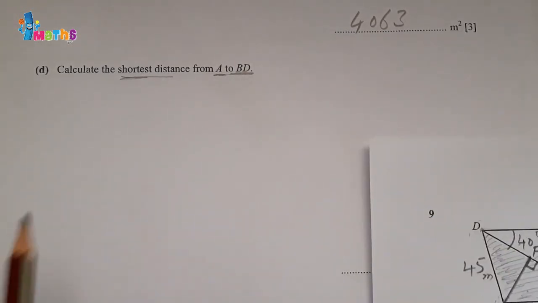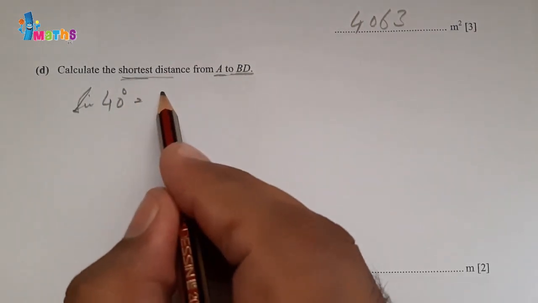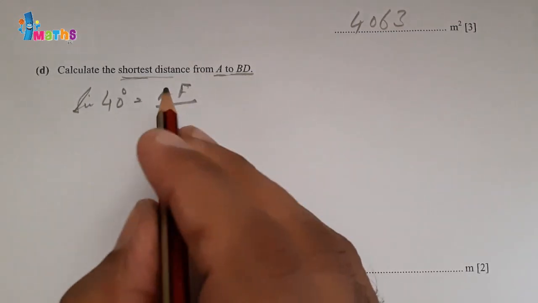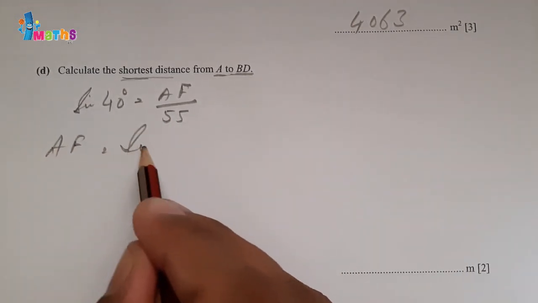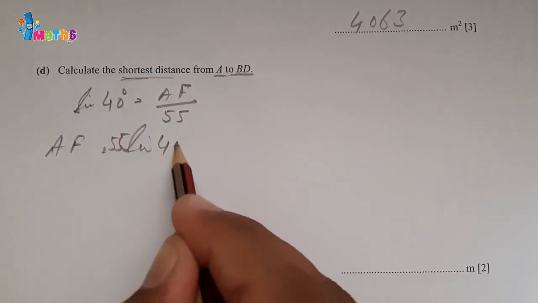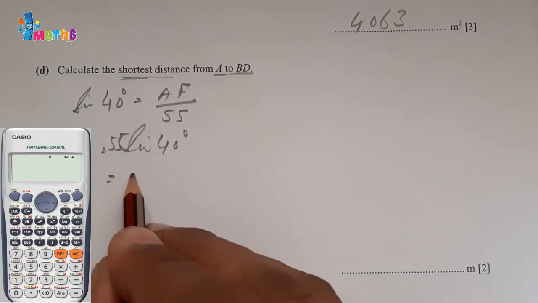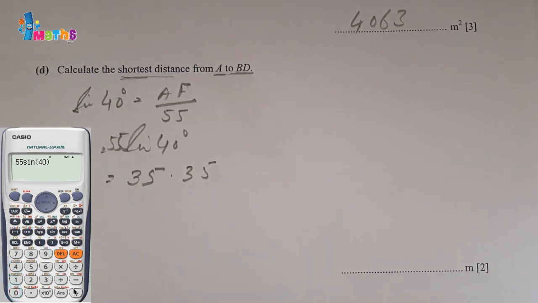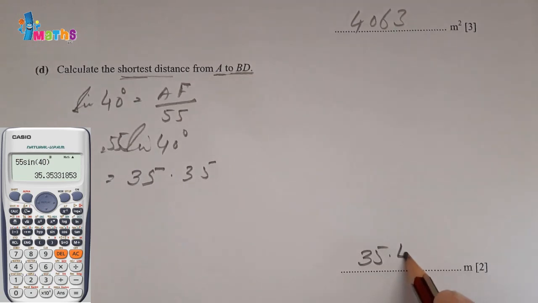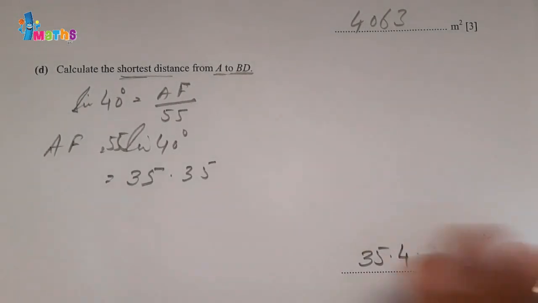So I will write down: sine of 40 degrees will be equal to the shortest distance, which is AF, which is required, over 55. So distance AF will be equal to 55 sine 40 degrees. If we check with the calculator, we'll get 35.35, or we can write 35.4. So our answer will be 35.4 meters, because lengths are in meters. Meter is already mentioned, so no need to mention it again. So I will write 35.4. We can mention here meters.